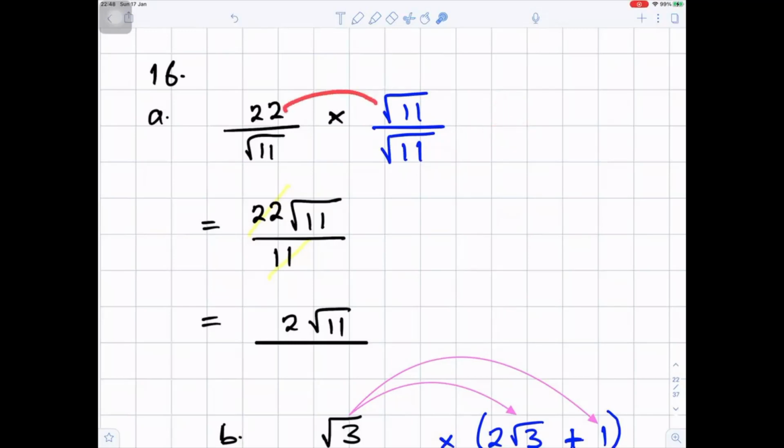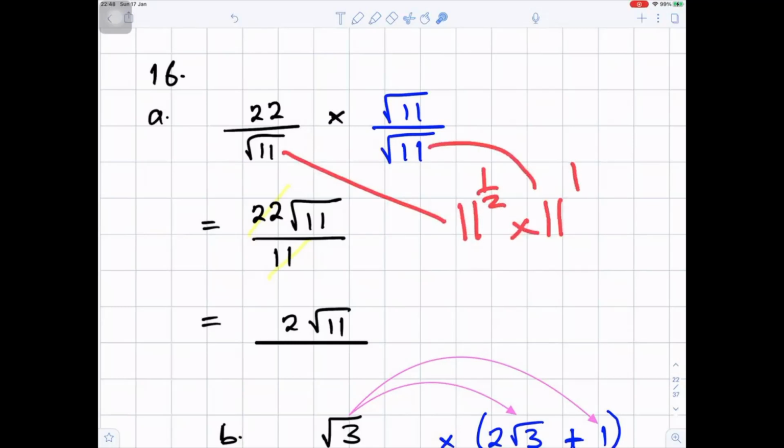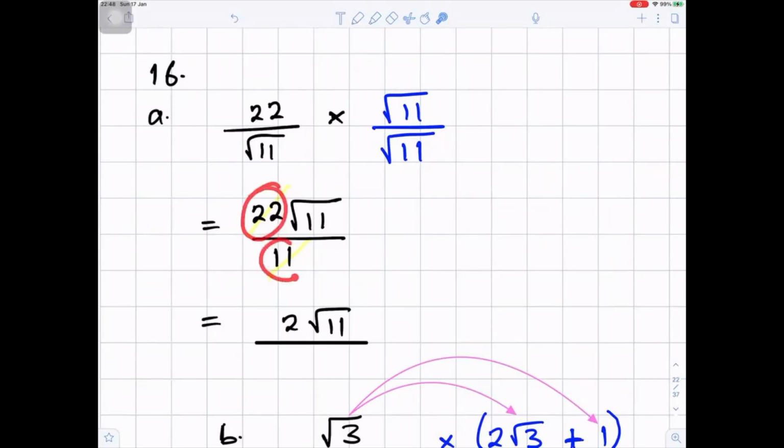So 22 times square root of 11 becomes 22 root 11. Square root of 11 times square root of 11 gives you 11, because square root of 11 is like 11 to the half times 11 to the half. Half plus half is 1, so it's 11 to the 1. That's why you get 11. And 22 divided by 11 is 2. So your answer is 2 root 11.